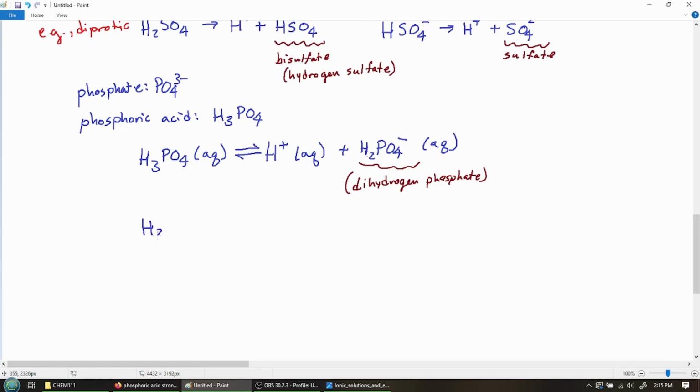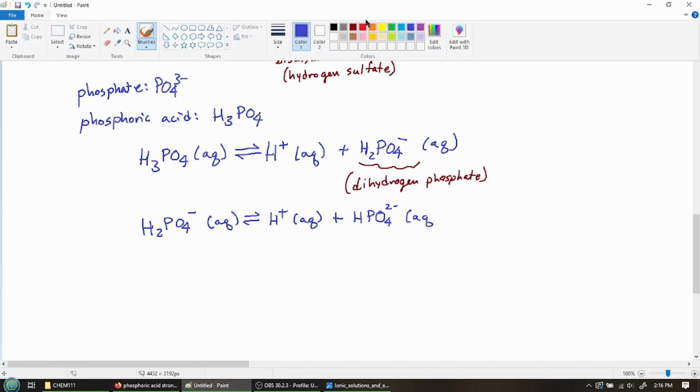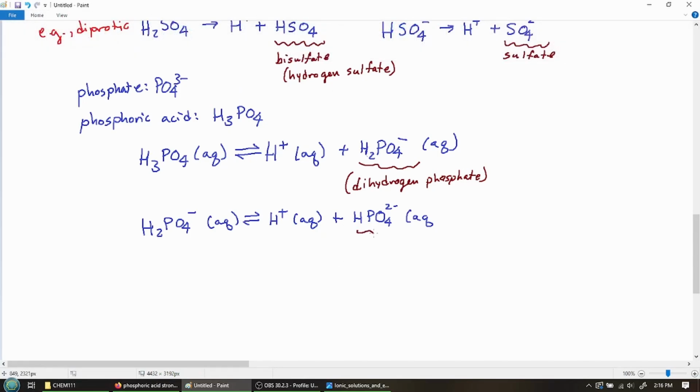Now, dihydrogen phosphate can split apart as well. So we could have this species ionize a second time, and this one would form H plus, a second proton that has come from our original phosphoric acid now, and here we would have hydrogen phosphate. So this will be HPO4 2 minus. Now, let me label it, and we'll go through and talk about that very last ionization step.